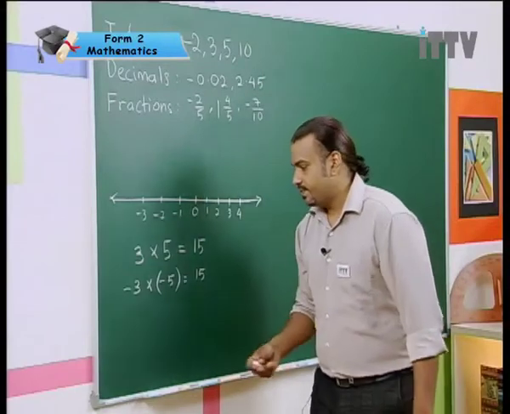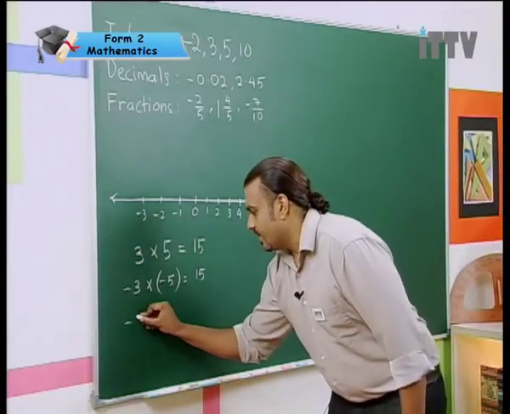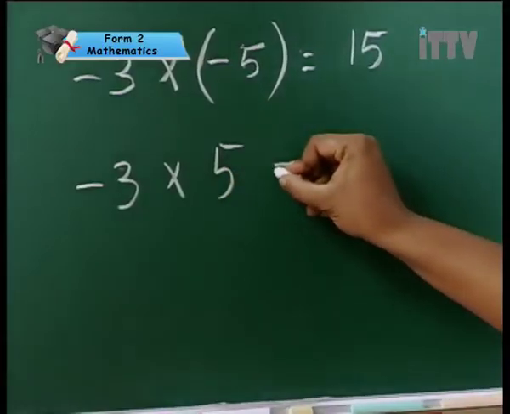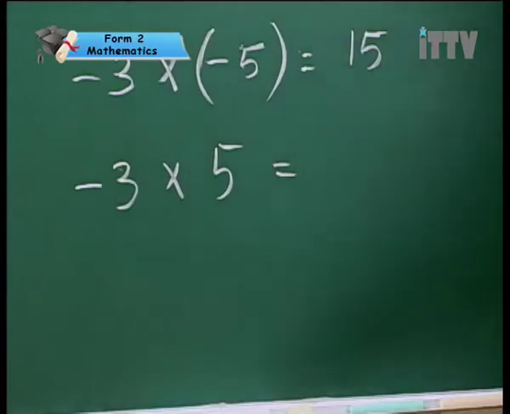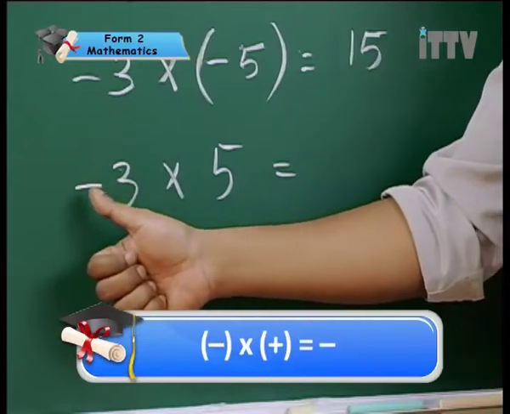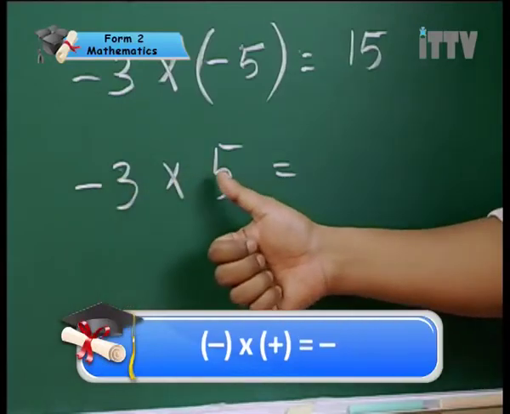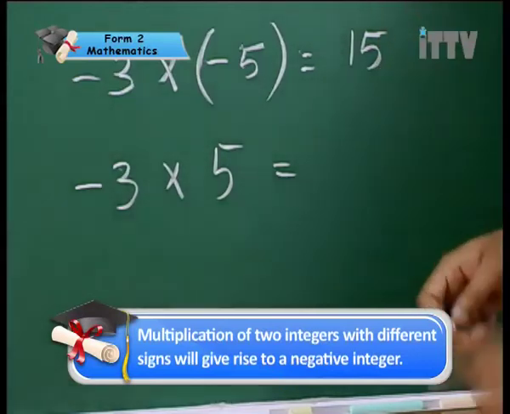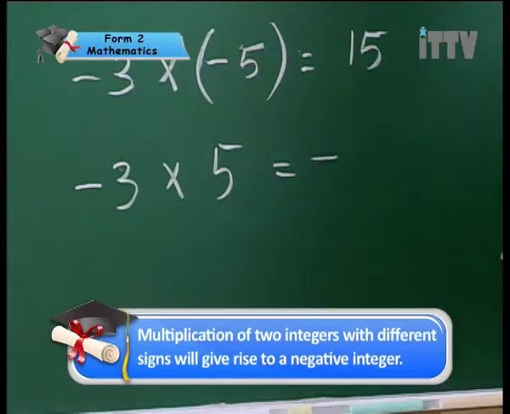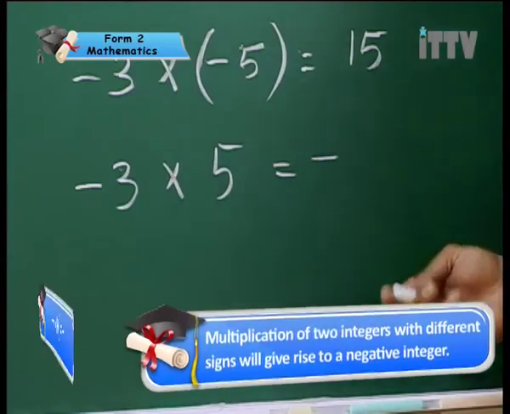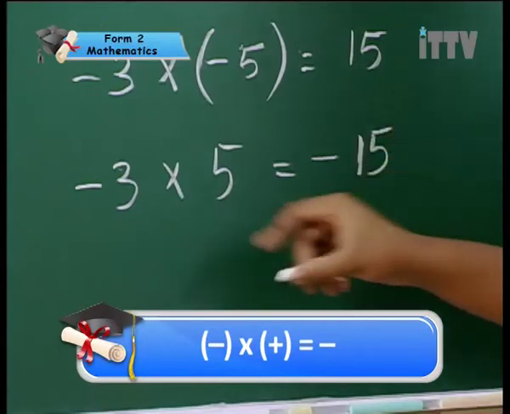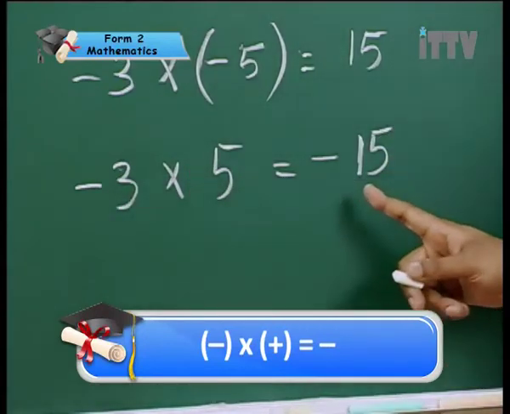Let's try another way now. If I give you negative 3 multiplied by 5, can you guess the answer? Once again, yes, you're right. Try out the signs first. Negative multiplied by positive. Now the signs are not the same, are they? If they are not the same, then the answer is going to be a negative integer. You see, it's easy, isn't it? 3 times 5 will give us 15. Thus, negative 3 times 5 is negative 15.